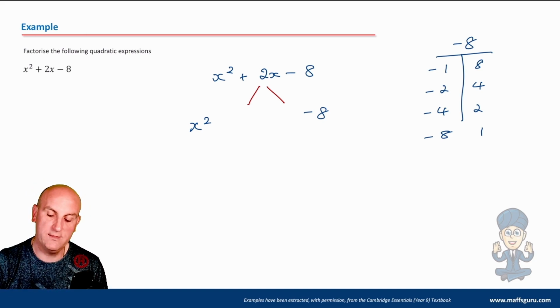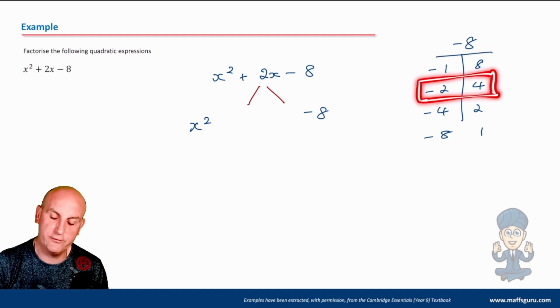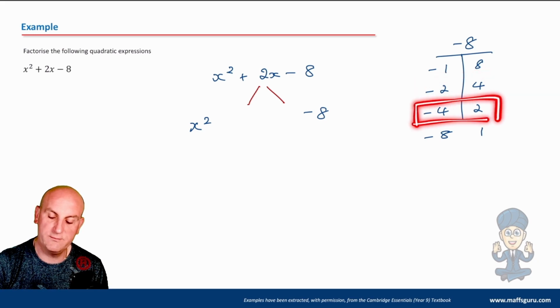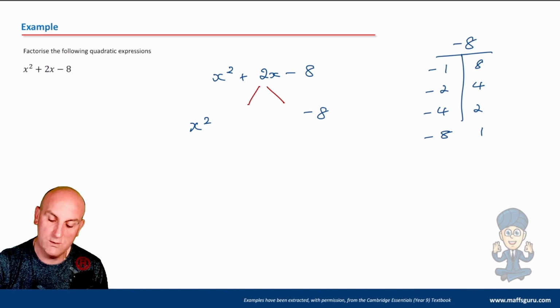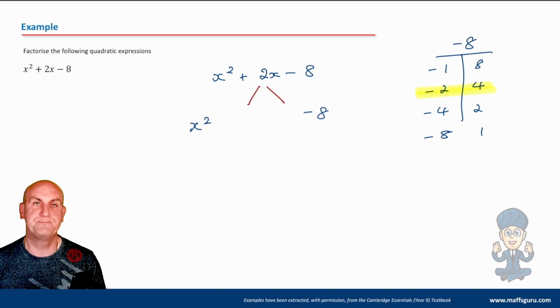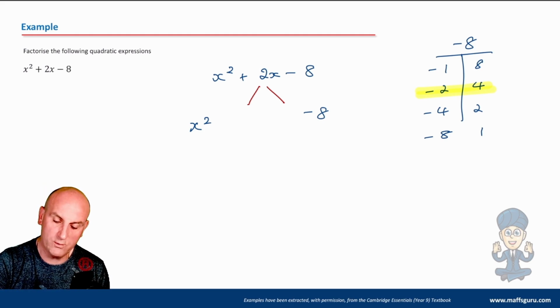Now let's check. Are there any of these that add to give 2? Well, that would give 7. Minus 2 plus 4 gives 2. Minus 4 plus 2 gives me minus 2. And that would give me minus 7. So in which case, there is only one possible answer there, and that is minus 2 and 4. All right, so cool. So what I now do is make that minus 2x plus 4x.